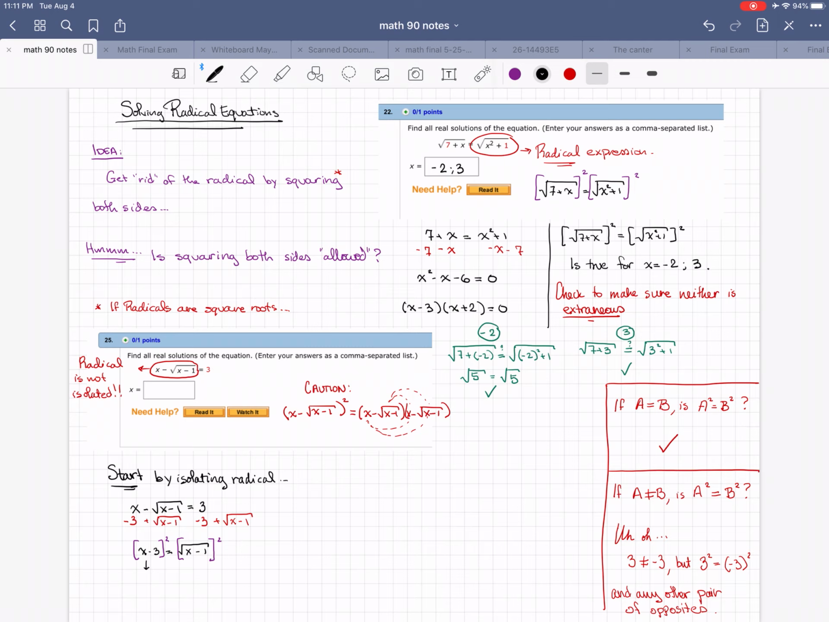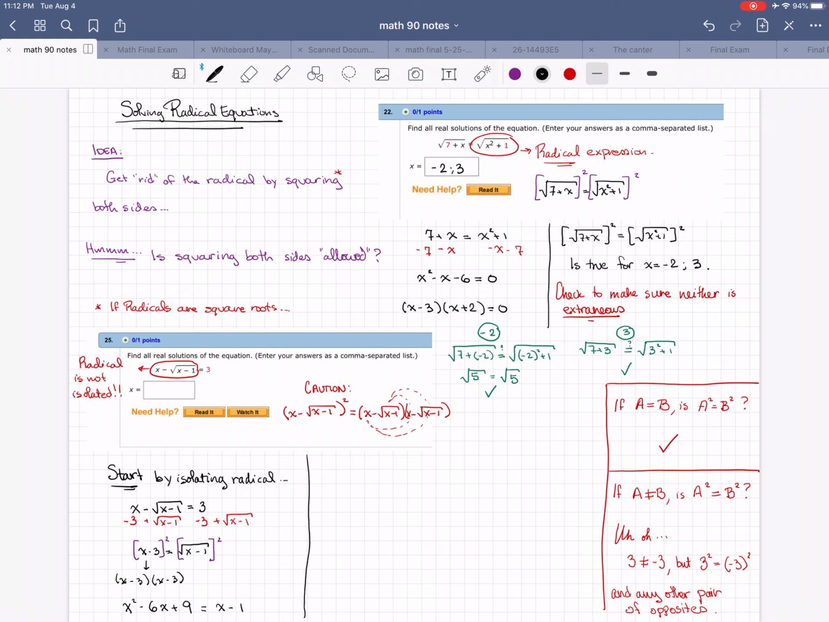I'm not going to go through the whole distributing process, but I just want to call your attention to the fact that you would be distributing here, and you would end up with x squared minus 6x plus 9 on the left. And then the good news is that you end up with x minus 1 on the right. Okay, so next we again have a quadratic equation.